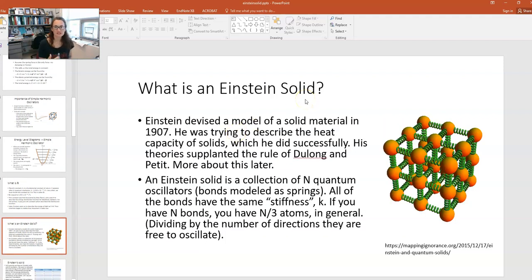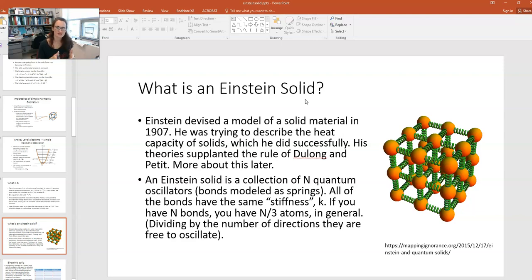Okay, so let's come back to this now that we've had our little review and talk about what's going on with Einstein solids and find their multiplicity function. So Einstein devised this model of a solid material in 1907. What he was trying to do was to describe the heat capacity of solids, and he did that successfully. And then his theories supplanted the rule of Dulong and Petit, which was a classical approach, mostly, to heat capacities. We'll talk more about that later.